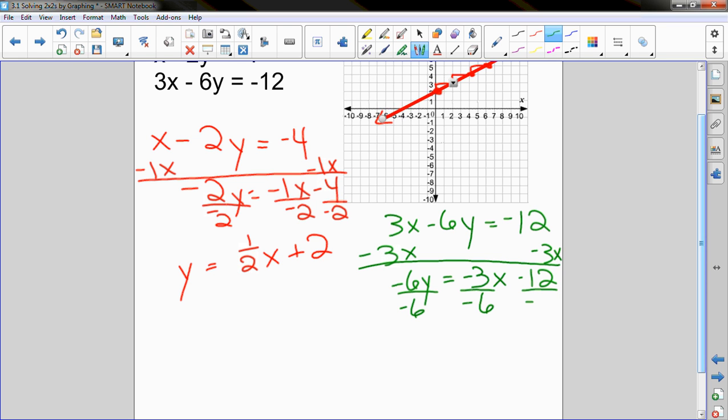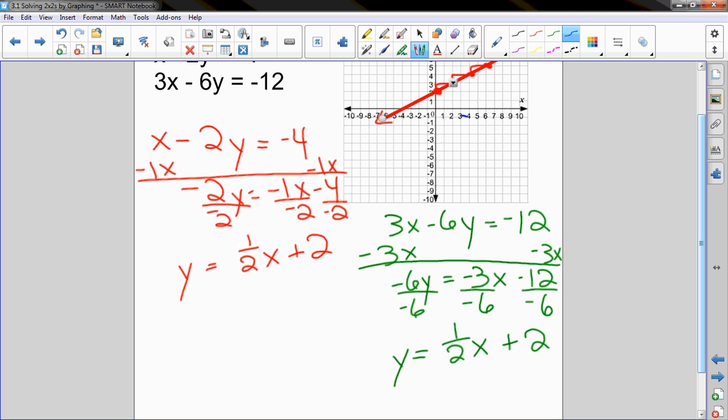Good job. Okay, so when I do that, I get y equals, what about that negative 3 on top and that negative 6 on bottom? What is he? Yeah, that's right. He's 1/2 x and he's positive. And what about the negative 12 divided by negative 6? What is he? He's positive 2. So he's plus 2. Do you notice something? Same thing. They don't meet, they're the same thing. Yeah, same line.